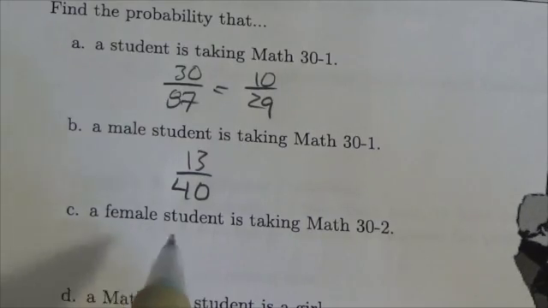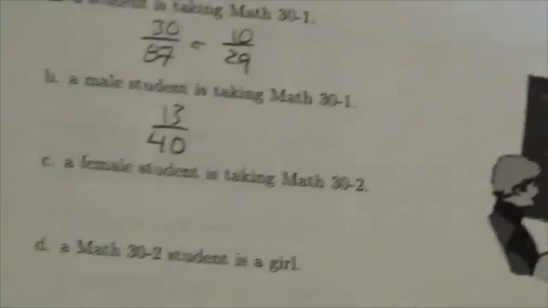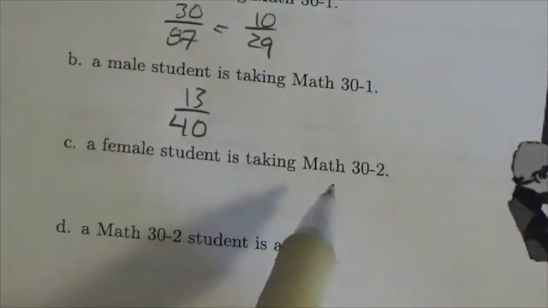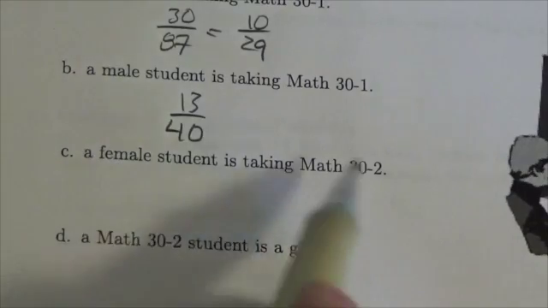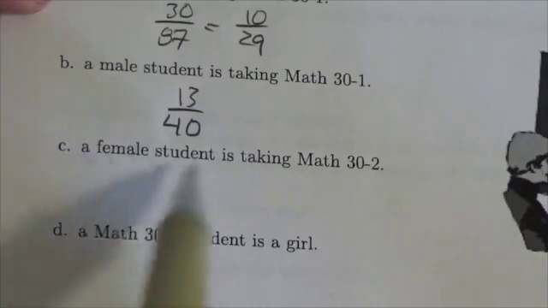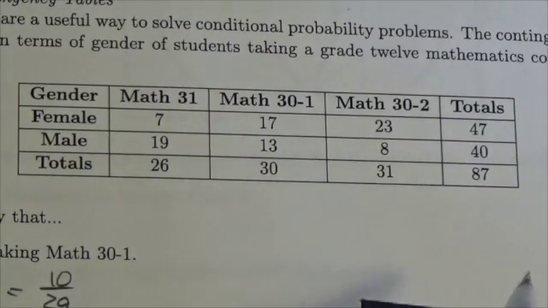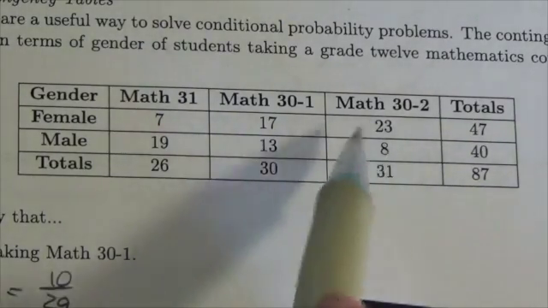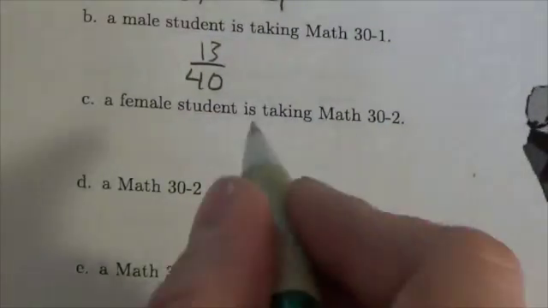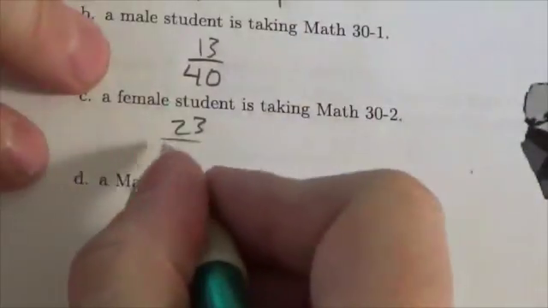Now let's take a look at this next one. What's the probability that a female student is taking 30-2? So let's look at it this way. What is the sample space here? Is it the female students or is it students taking 30-2? And just like the previous question, it's definitely going to be the group of female students. So we're going to come up here. Our total will be the total number of female students, so 47. And the number of them taking 30-2 is 23. So then the answer to this question will be 23 out of, and I don't know why I wanted to write 37 when the answer is actually 47.